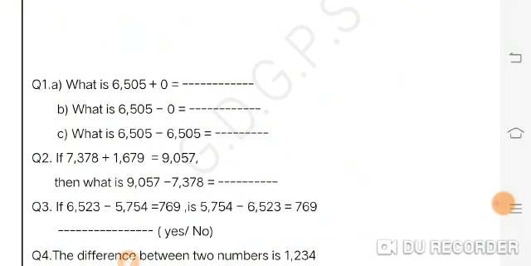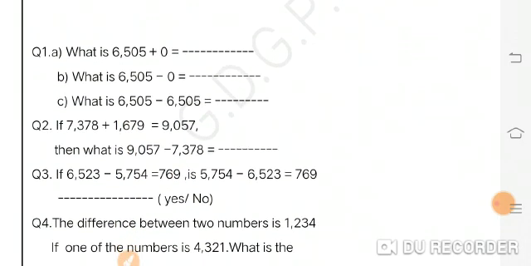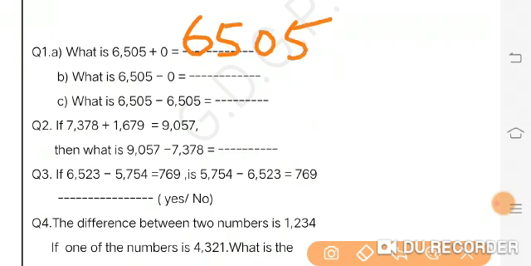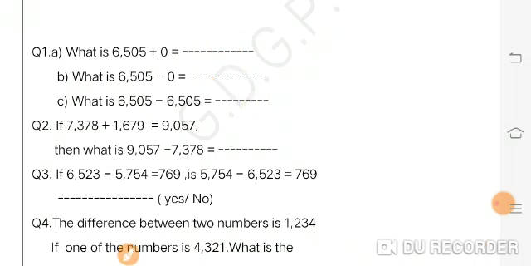If we add 0 to a number, we get the same number back. If we subtract 0 from a number, we get the same number back. And if we subtract a number from itself, we get difference 0. So here is the same situation. The sum of 6505 and 0 is again 6505. Same as in B part, the difference would be the same number back, and for C part the difference would be 0 because we are subtracting the same number from itself.